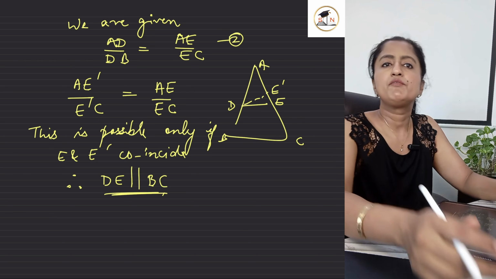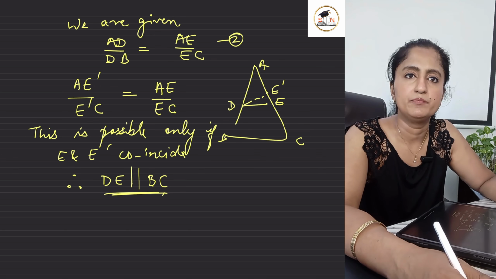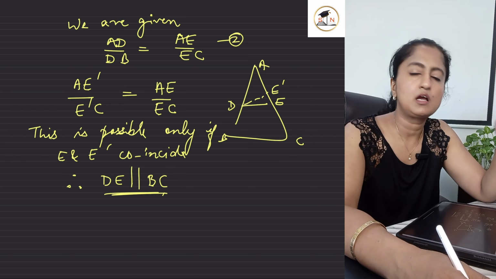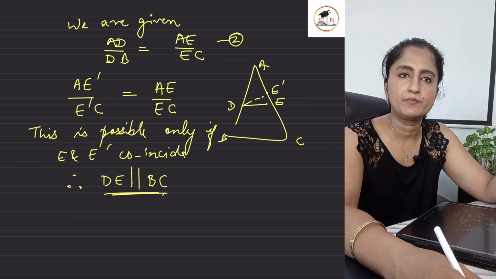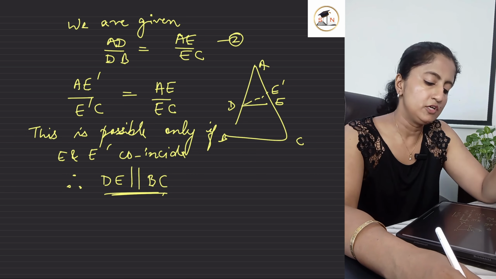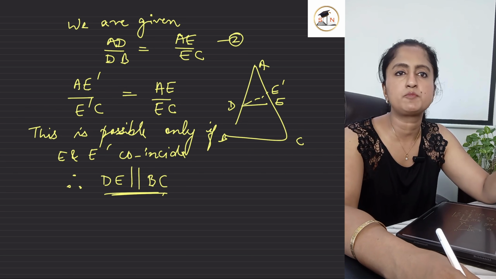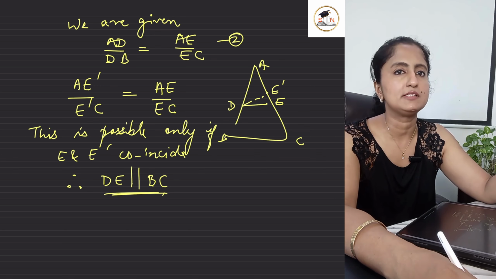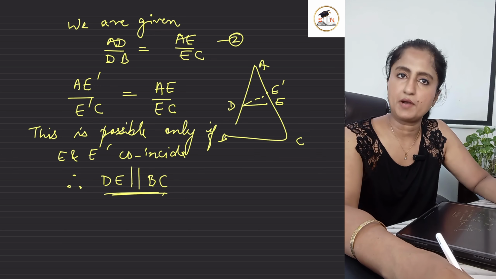That is all. When we are talking about converse of BPT, it is actually very easy. In BPT, yes, we have to do various things, but for converse of BPT, we just have to take a random point E dash, assume it to be parallel, use BPT, and then at the end, we will say that it is possible only if E and E dash are coinciding, and hence DE is parallel to BC. This theorem is actually very easy to remember and practice upon.